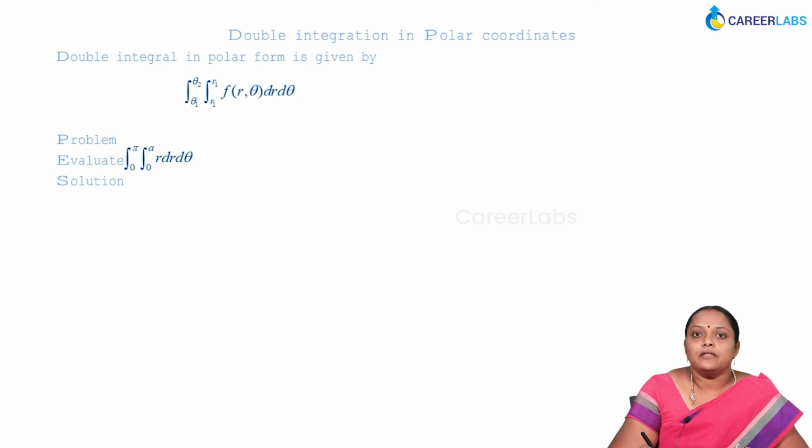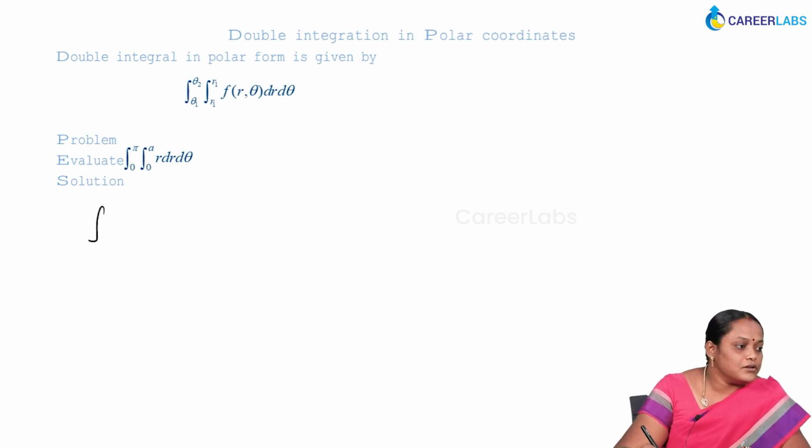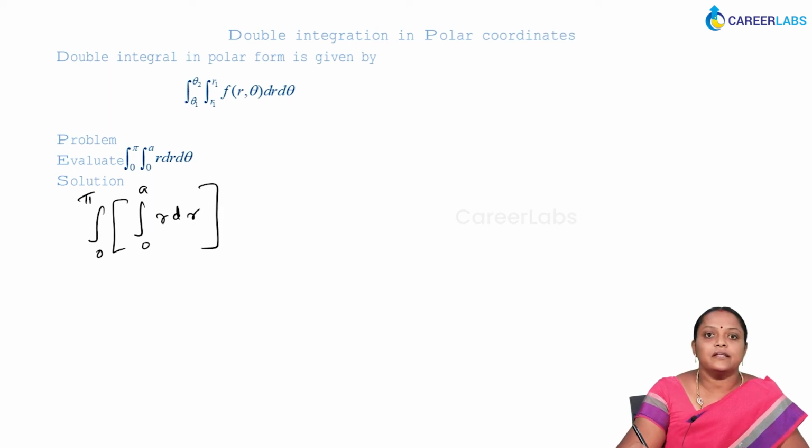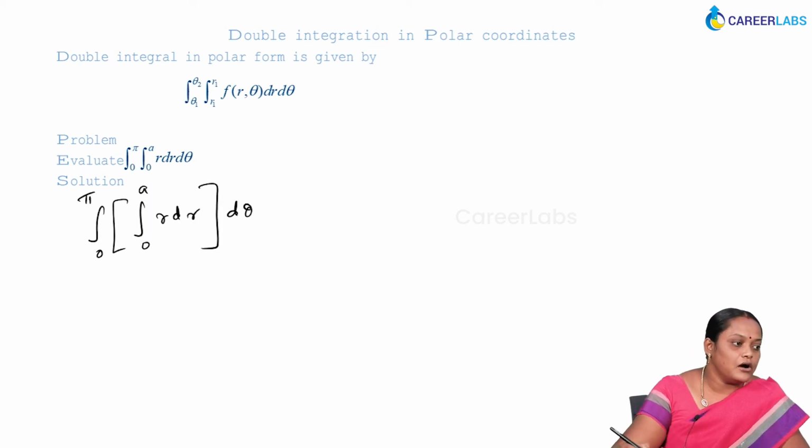Let us evaluate the double integral 0 to pi and 0 to a, r dr d theta. So the inner integral is with respect to r and the limit for r is 0 to a and the limit for theta is 0 to pi. So this is equivalent to integral 0 to pi times of integral 0 to a r dr. So first evaluate the inner integral, then finally you will move on to the outer integral.